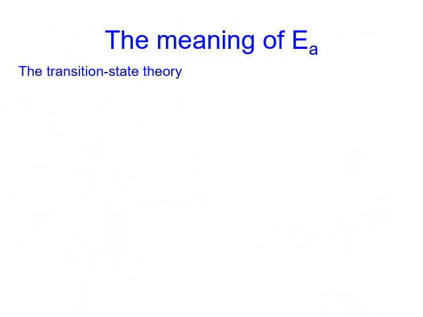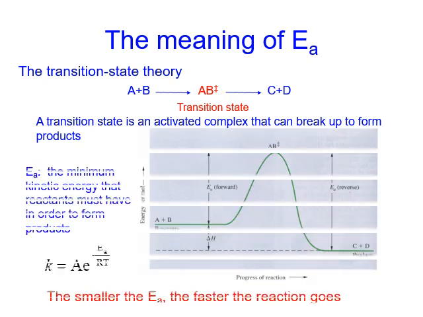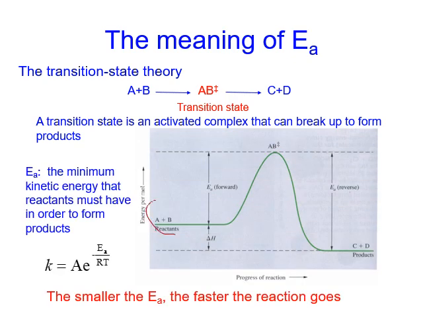The transition state theory tells us that before reactants form product, they have to go through a high energy transition state and then become product. A transition state is an activated complex that can break up to form product. And here is a plot. This is the reactant and this is the product. Before it forms product, it must go through a high energy. That's the transition state.